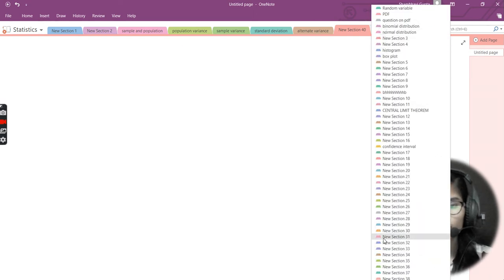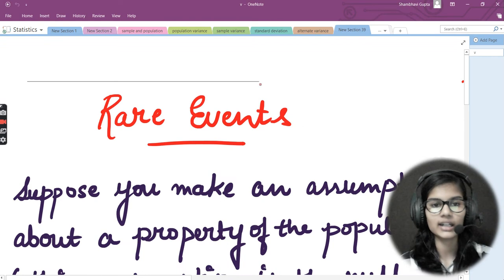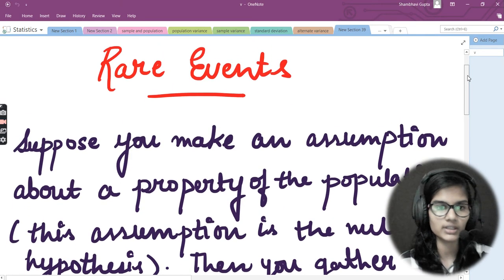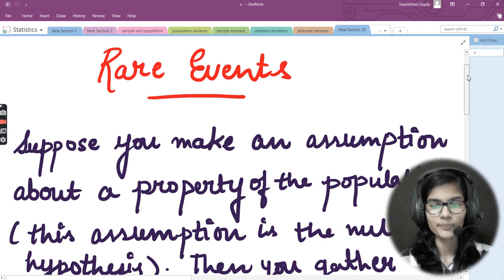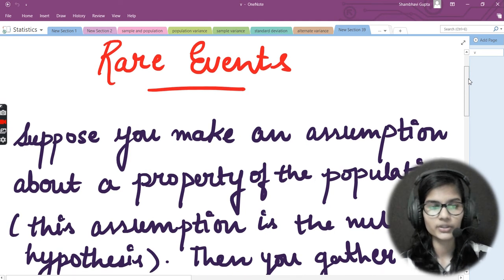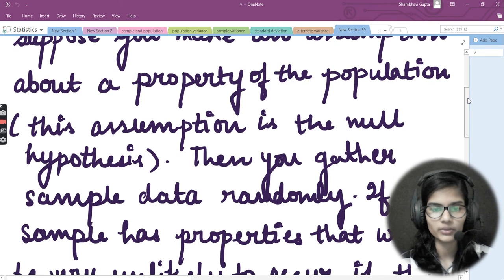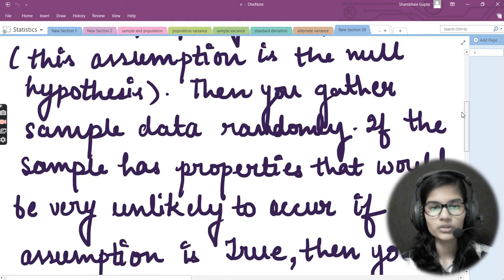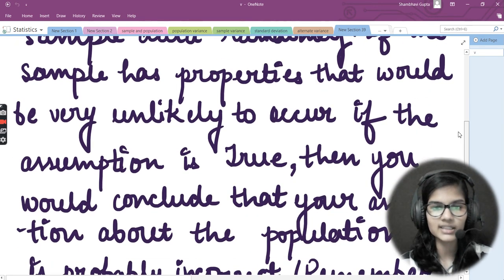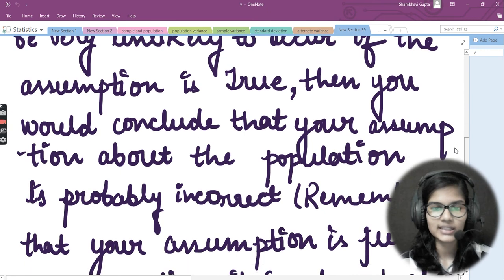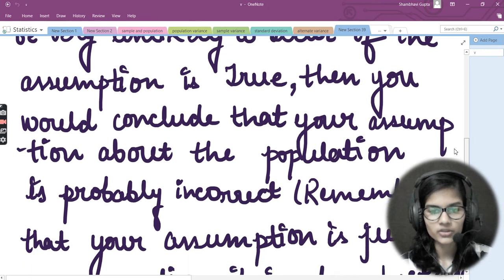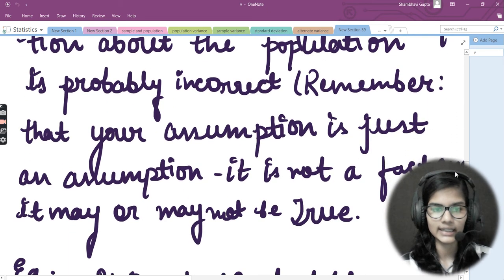Let me first go to the previous slide, where we had studied rare events a little bit. The last topic we discussed was rare events. We had made an assumption about the property of the population, then gathered sample data randomly. If that sample data has properties that would be very unlikely to occur if the assumption is true, then you would conclude that your assumption about the population is probably incorrect.